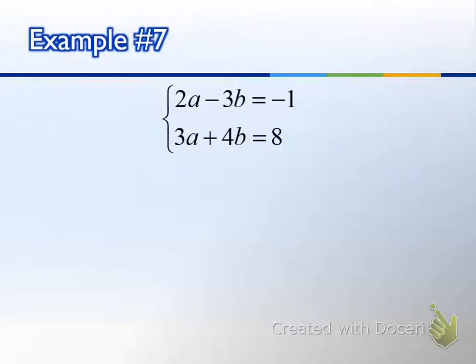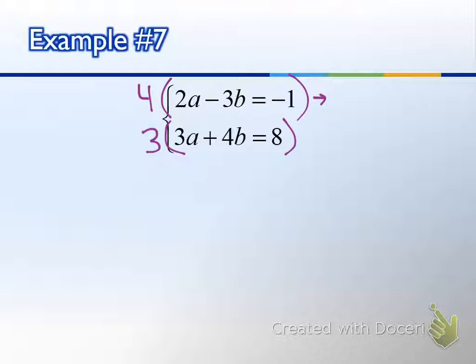Wonderful. Okay, which variable are we eliminating? A. Oh, it could be. I like the idea of eliminating b in this case because they're already opposite signs, so we might as well go for b. So, I'm overruling you on this one. If I want to eliminate b, what should I multiply the top equation by? 4. And the bottom one? 3. All right.